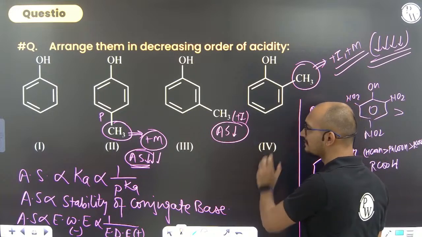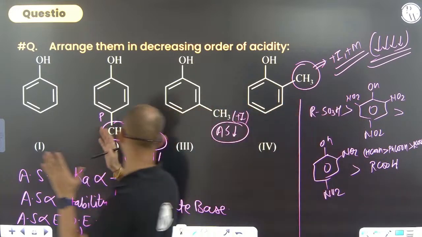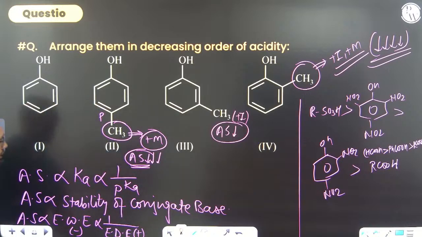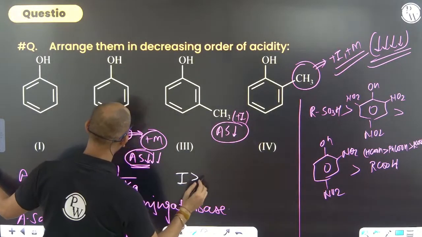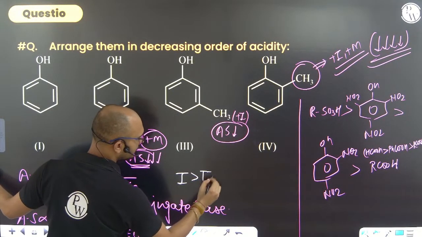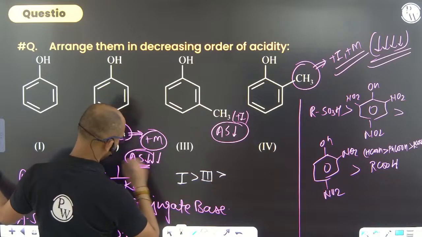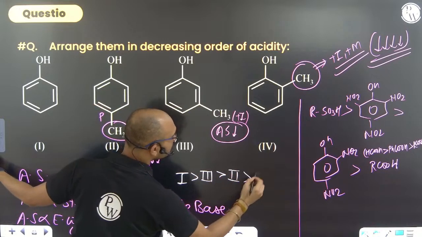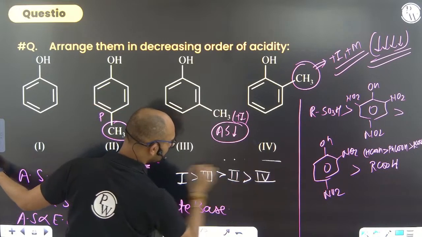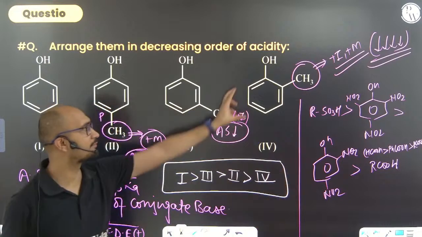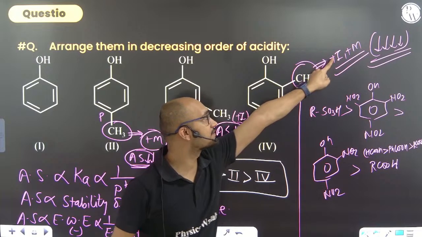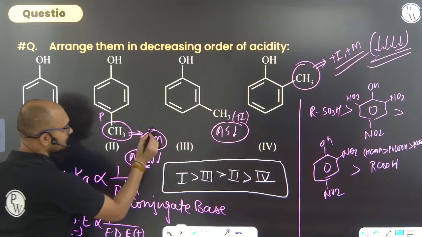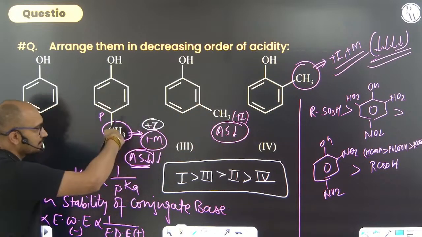What we can say? 4 is least acidic, while 1 is most acidic. So the correct order will be 1 is more than 3 is more than 2 is more than 4. 4 will be minimum acidic. Why is it minimum acidic? Because it shows plus I as well as plus M. And plus I, because we know that it is distance dependent. Here also you will see that it is plus I, but because it is farther, while here it is closer.